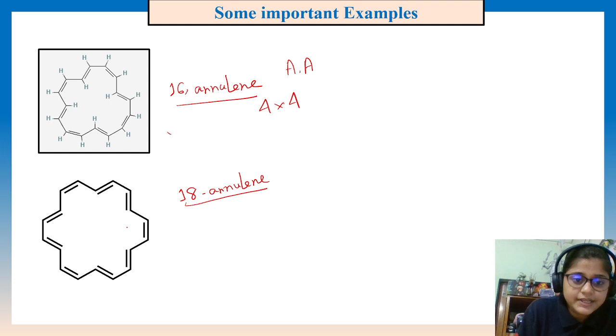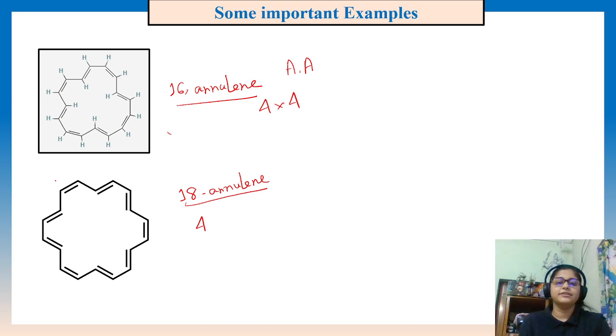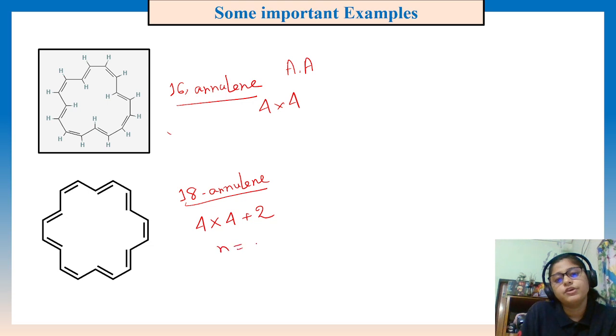So in the case of 18 annulene, what is the thing here? Here, steric hindrance, you can see what kind of bigger structure it is. So steric hindrance will not be there. So only the 4n plus 2, here n equal to 4. So it will be aromatic.